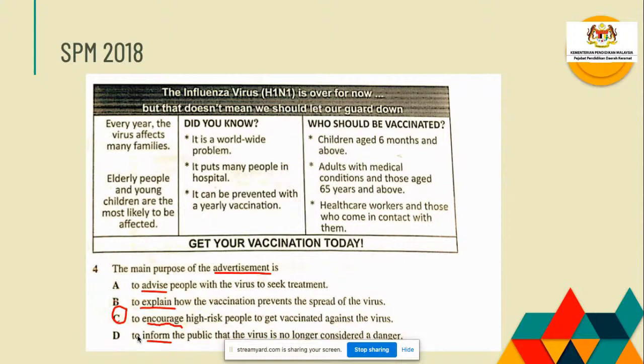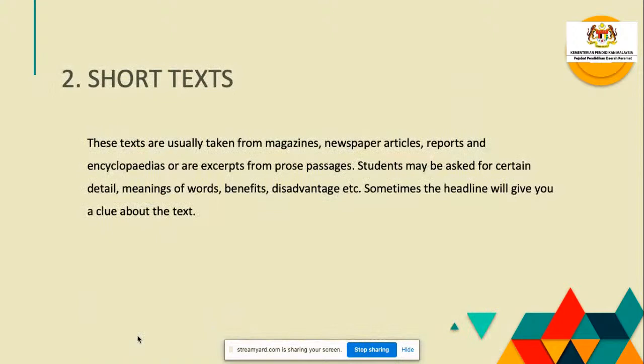InsyaAllah if you practice this way, you can see improvements in your exam nanti. Okay. Okay, now selain daripada yang tadi tu advertisements, diagrams, semua tu, ada juga yang dalam bentuk ayat, short text. Okay, these texts are usually taken from magazines, newspaper articles, reports and encyclopedias, ataupun ada juga daripada puisi-puisi.